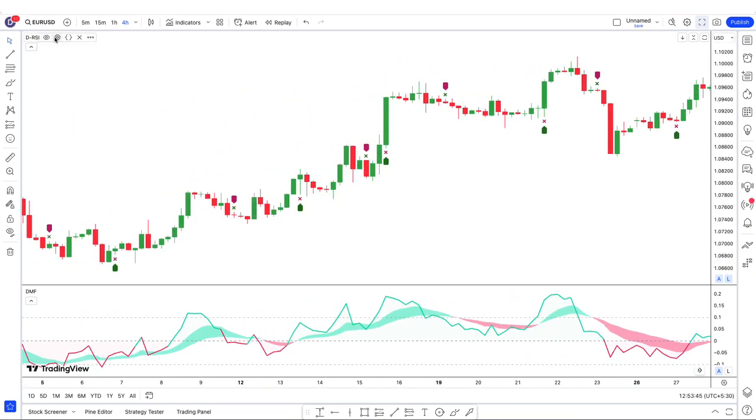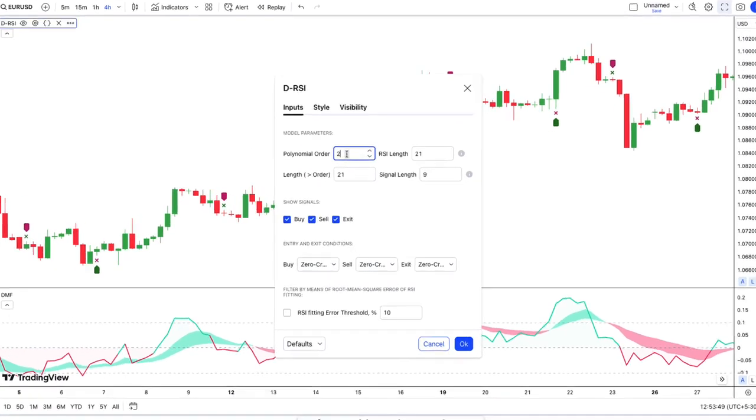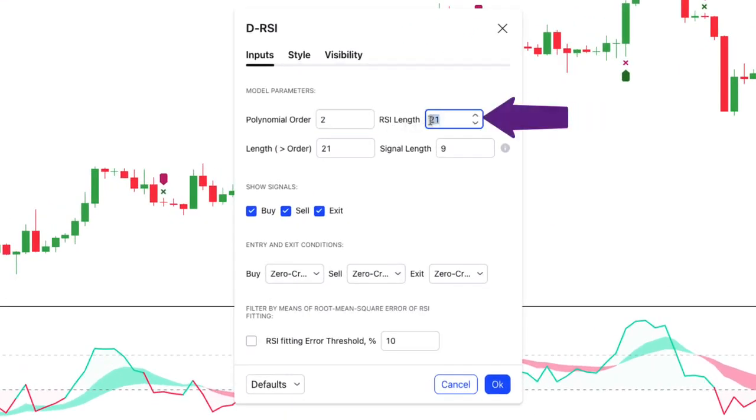To do so, open the settings of the Delta RSI indicator. In the Input tab, change the RSI length option from 21 to 35 and the signal length option from 9 to 12.